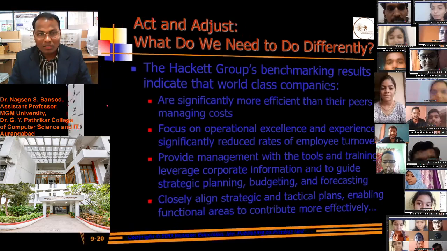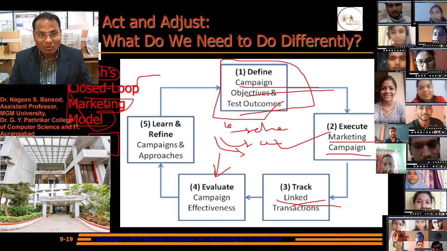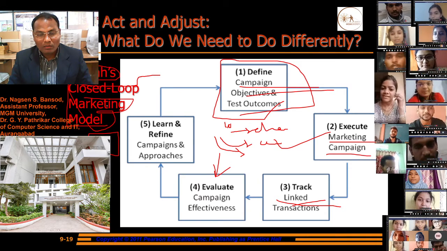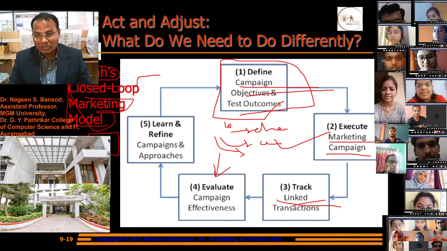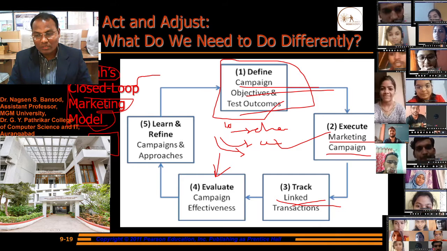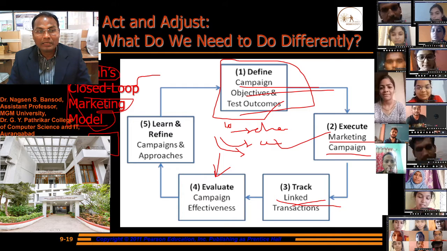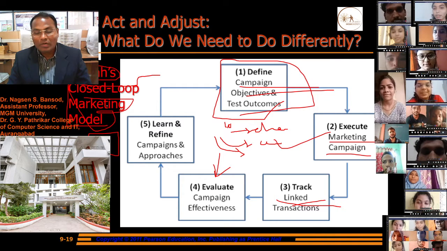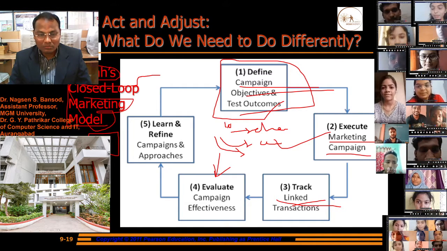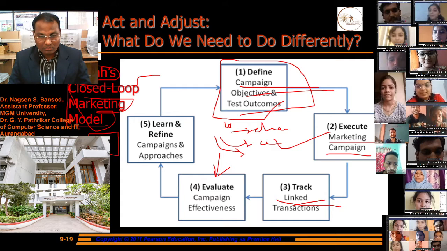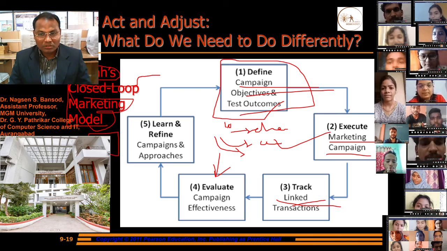If you have any doubt on this model, Haraj closed loop marketing model, or closed loop business process performance, if you have any doubt regarding these two models, please ask me questions. Otherwise, we will stop here and meet in the next lecture. Do you have any questions? Do you have any question? Yes, do you have any question?